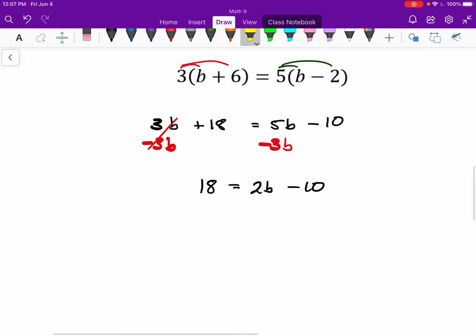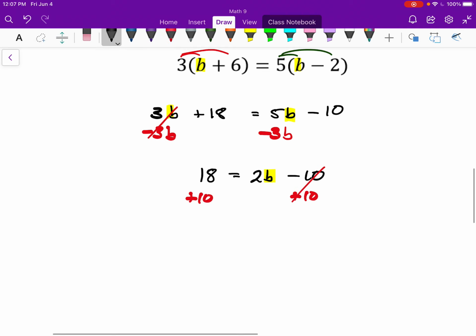All right, so now I've simplified this down a lot. I have just a single variable of b on the right-hand side. Well, there's two of them, but I don't have b's on the other side. And so I should be able to finish this off now in two more steps. I'm going to add 10 to both sides to cancel that out. And so I have 28 equals 2b. And finally, I can kind of see what b is, but I'm just going to divide both sides by 2 to cancel out that coefficient of 2 in the front of b. And so b equals 14.